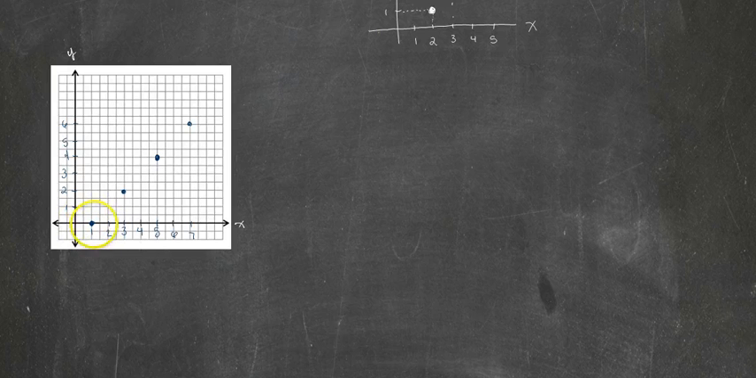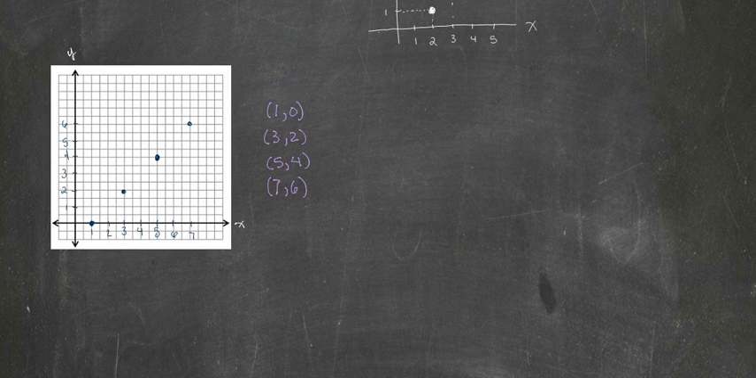Let's start with this one here. Well, this value aligns with 1 on the x-axis, or 1 on the domain, and it aligns with 0 on the y-axis. The next point aligns with 3 on the domain and 2 on the y-axis. The next point aligns with 5 on the x-axis and 4 on the range. And the last point is the ordered pair 7, 6.